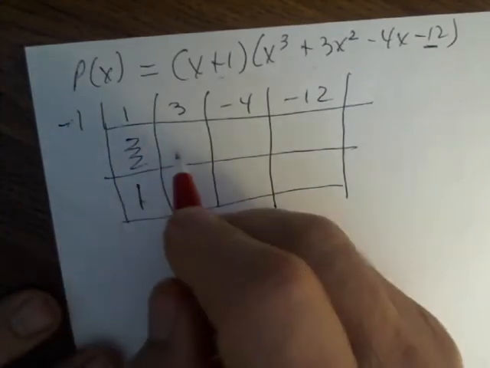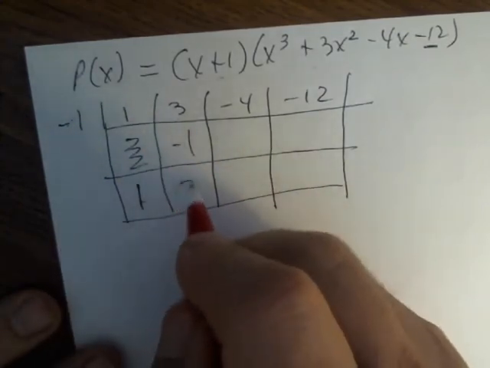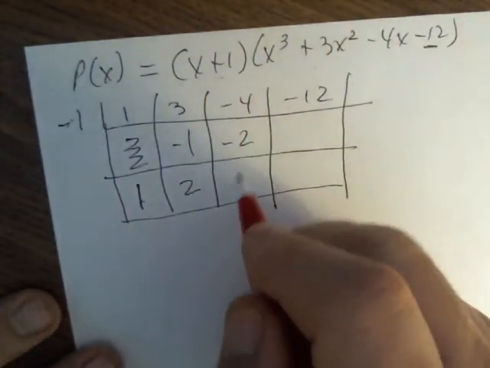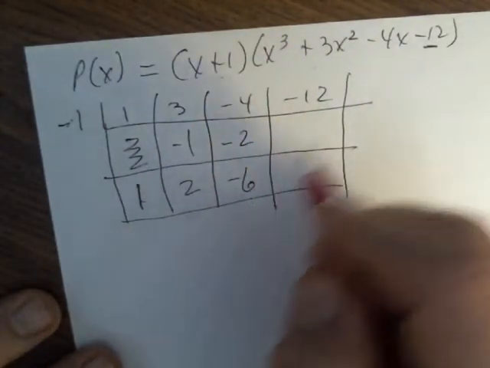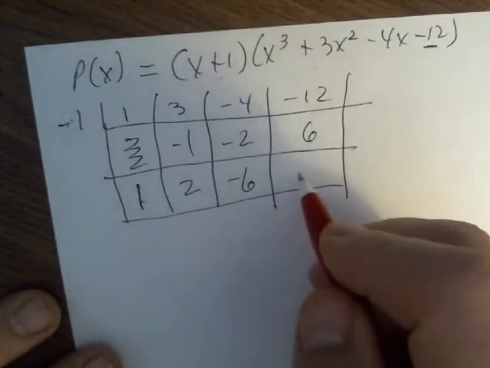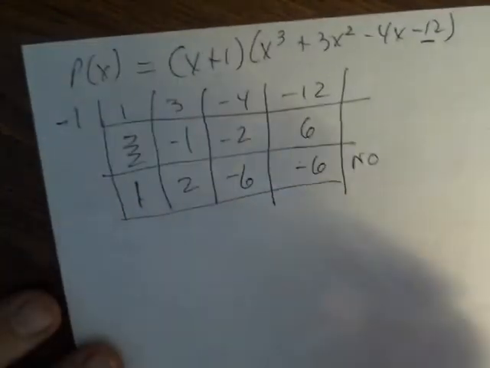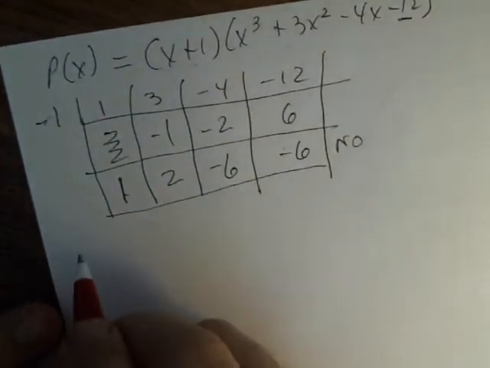So bring down the 1, multiply. 3 minus 1 is 2. Negative 1 times 2 is negative 2. Negative 4 and negative 2 is negative 6. Positive 6, negative 6. So no. So I'm done with negative 1. Move on to 2.